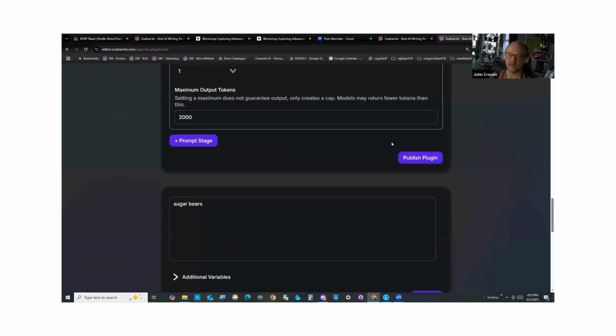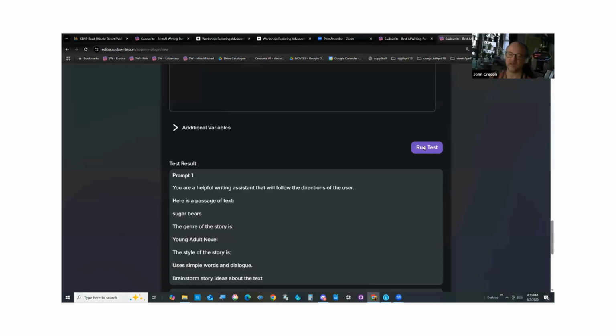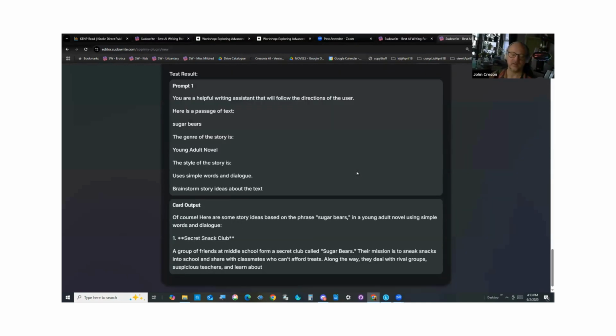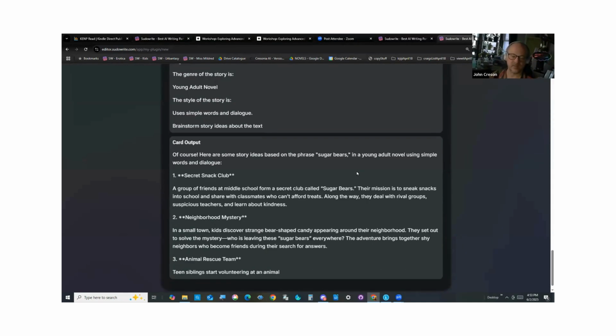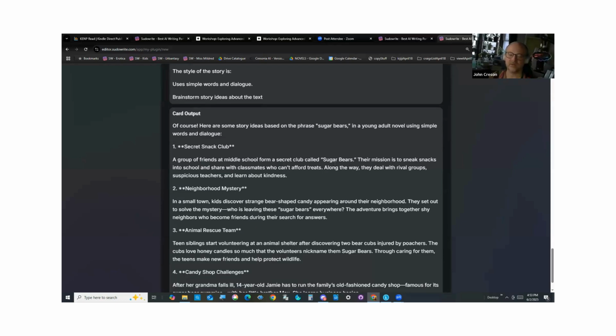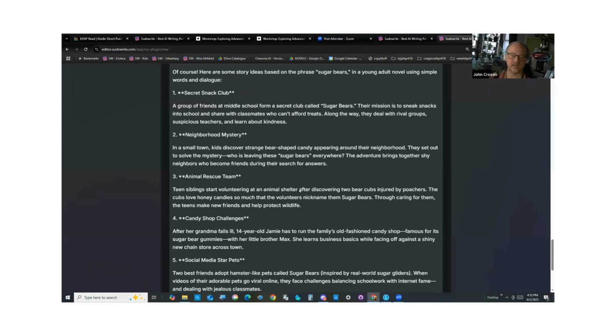Okay, and we'll try running that test. So, the Secret Snack Club. A group of friends at middle school form a secret club called Sugar Bears. Their mission is to sneak snacks into school and share with classmates who can't afford treats. Along the way, they deal with rival groups, suspicious teachers, and learn about kindness.